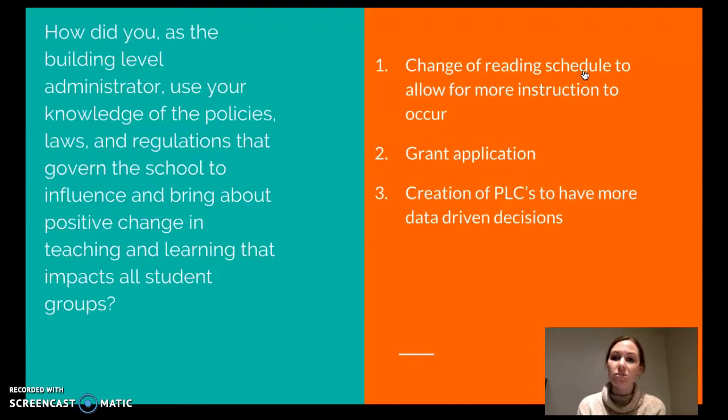So using my knowledge of policies and laws and regulations to bring about positive changes, that change of the reading schedule to allow for more instruction to occur. I know that that is possible in our daily schedule, and so making that happen is going to positively impact students and teachers. The grant application and trying to get that would definitely impact student groups and bring about positive change. And then the creation of my PLCs to have more data-driven decisions will impact student learning and also teacher instruction and achievement.